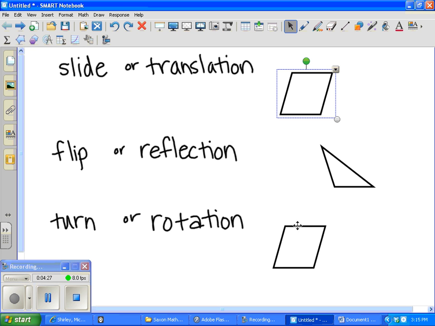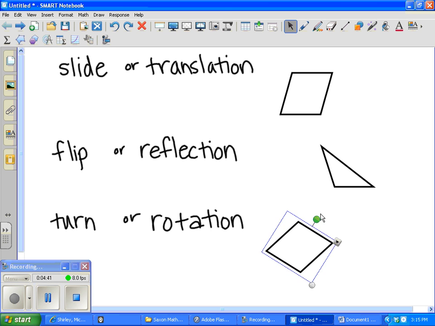now a turn picks a point and you just turn it around. Okay, this one, the point is right in the middle. It could be over here though, or any of these points. Okay, and you just turn it around. You could imagine a pattern block and doing that with it as well.